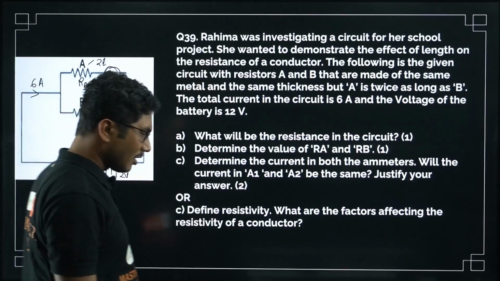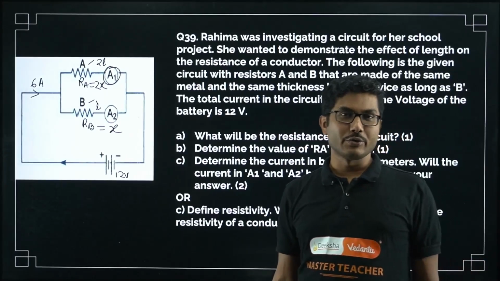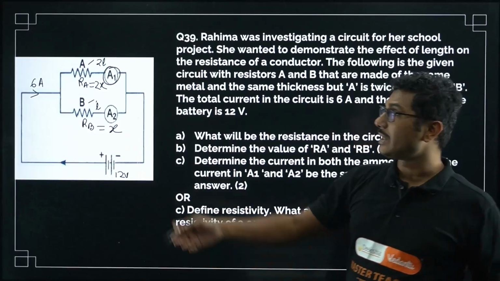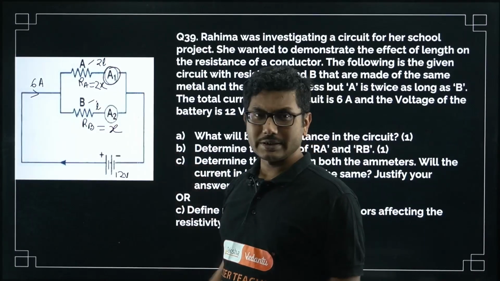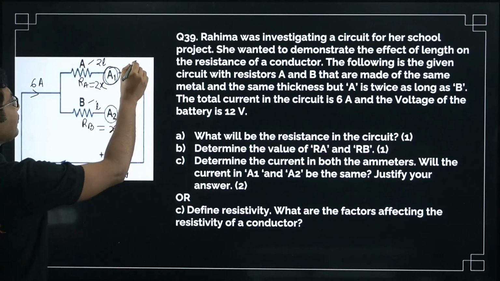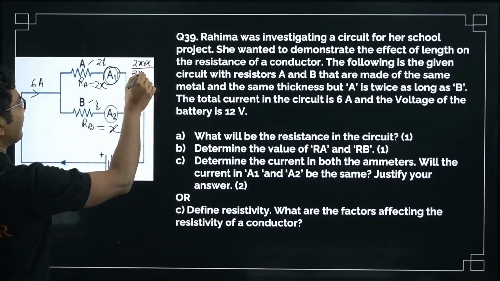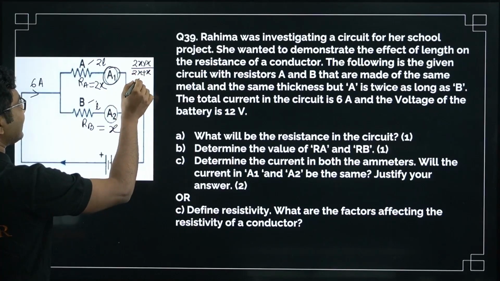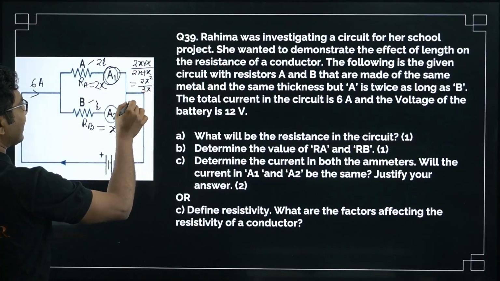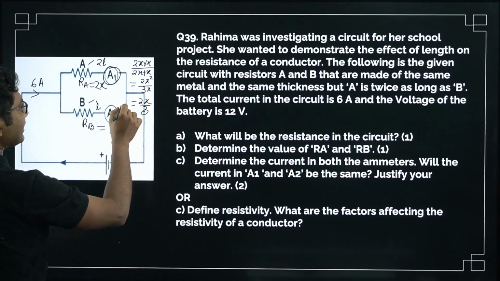Why? Because the length of RA is twice. So we know that R is equal to rho L by A. So twice the length means twice the resistance as well. So if this is X, this will be 2X. Now they are in parallel combination, so we know that 2x into x divided by 2x plus x, that is 2x square divided by 3x, so that is 2x by 3. So 2x by 3 is the equivalent resistance.